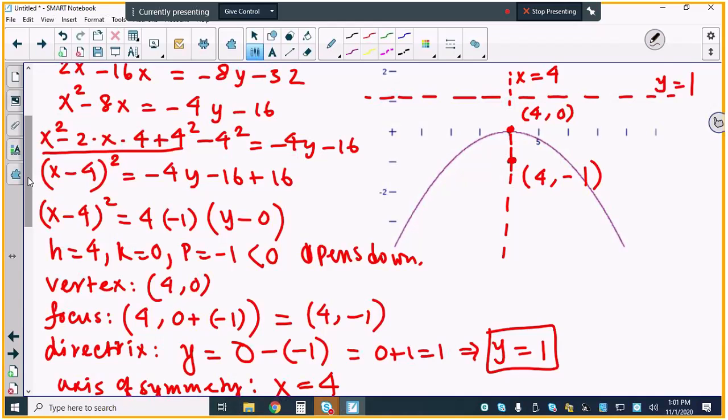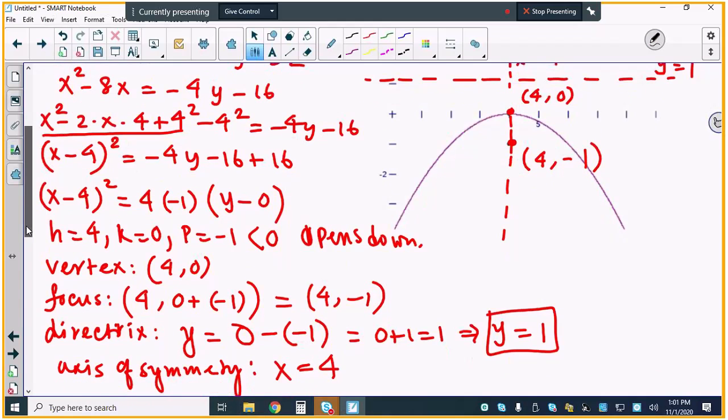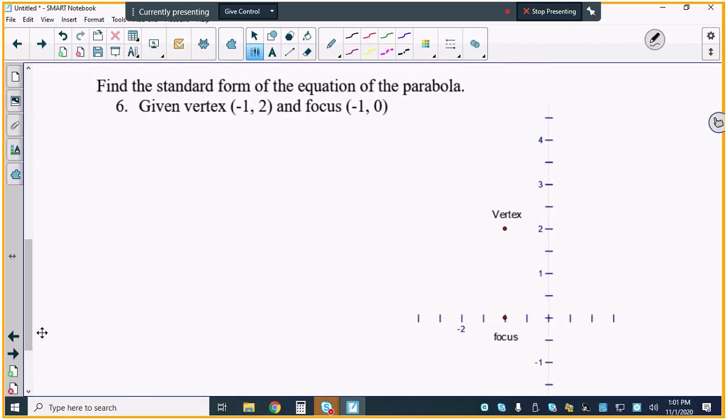Okay, let's see whether we can do one more of similar type. Find the standard form of the equation of the parabola. The given vertex is (-1, 2) and the focus is (-1, 0). So remember, all I need to do is find out h, k, and p. So h is -1, k is 2, and I want to know p.